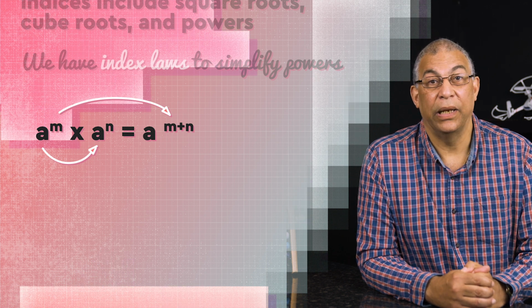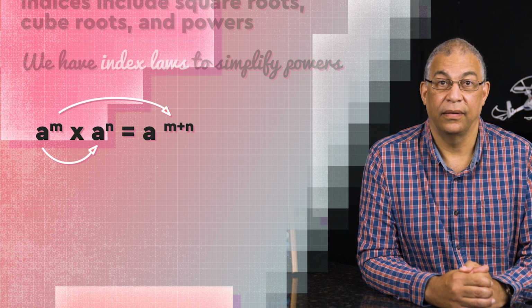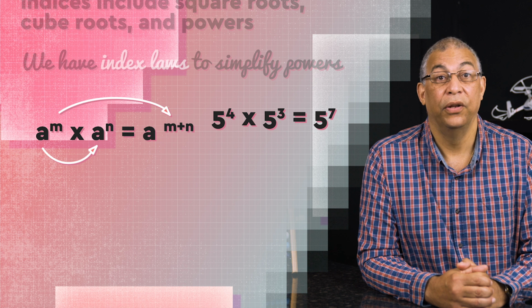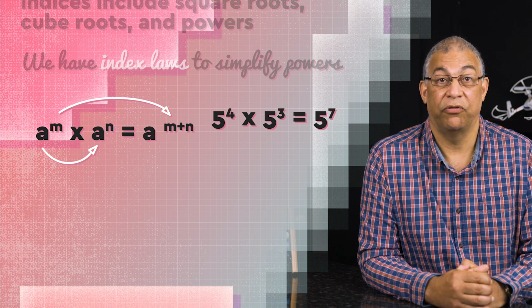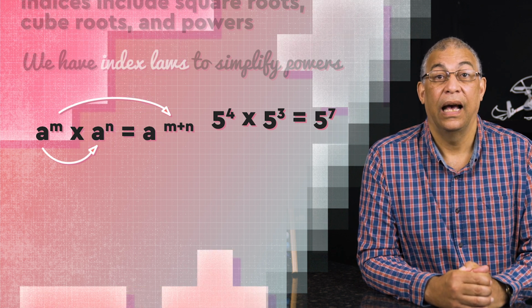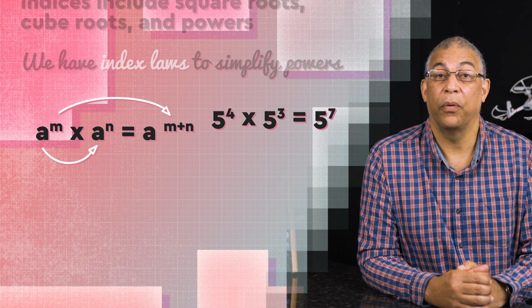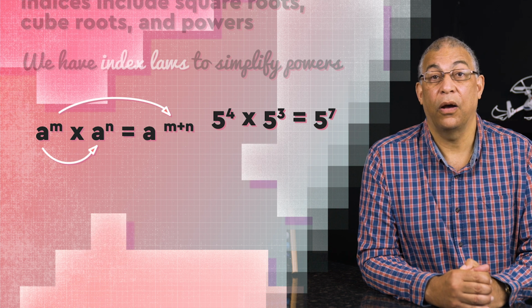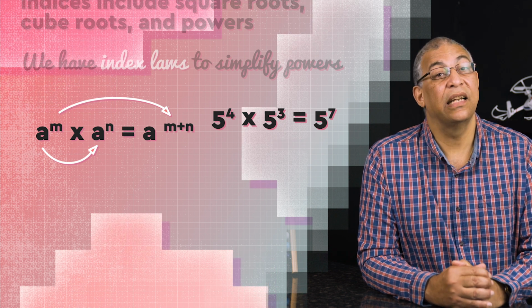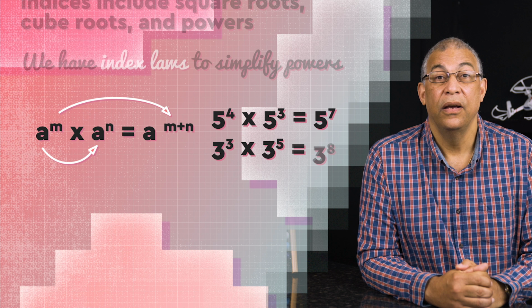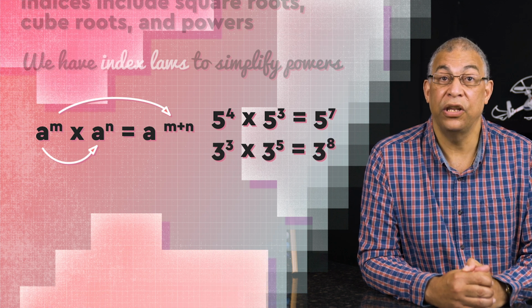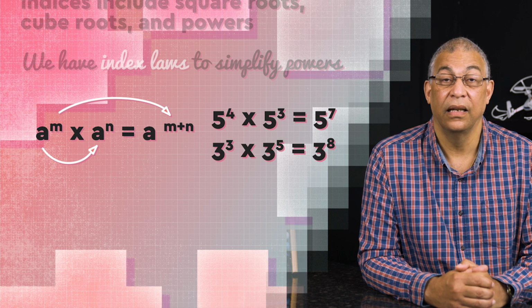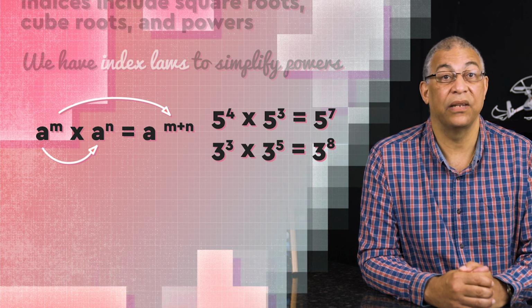If this is a little complicated, let's take a look at an example. 5 to the power 4 times 5 to the power 3. Notice we have 5 and 5, which represents our a, and that gives us an answer of 5 to the power 7. 4 plus 3. So we can now see how it's related. Let's take a look at another example. 3 to the power 3, or 3 cubed, times 3 to the power 5 is equal to 3 to the power 8. We get 8 by saying 5 plus 3 is 8.